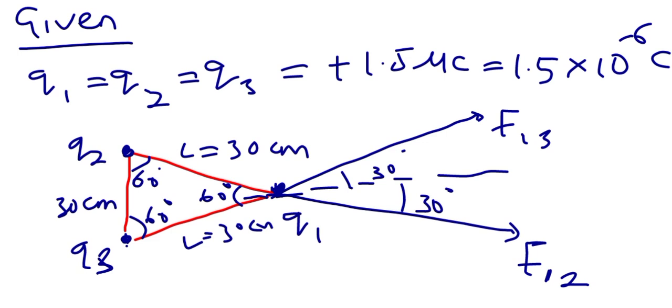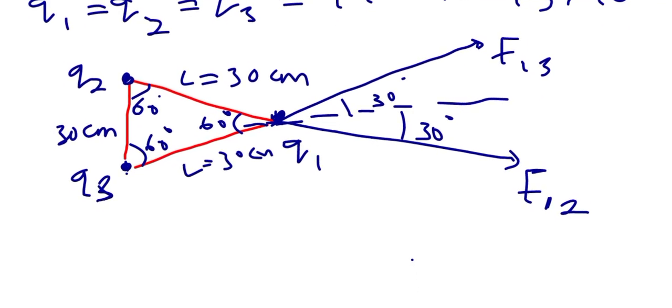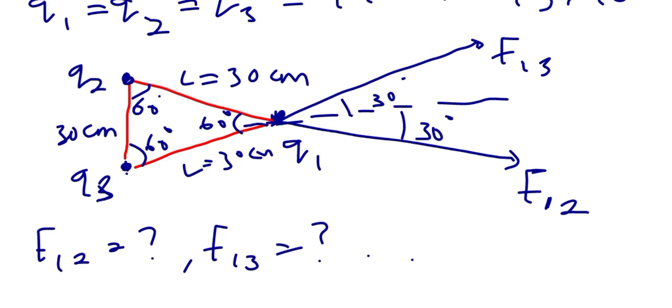So now what we need to do is solve for the force F12. The thing we need to solve for first is F12, which is unknown. Then F13 is also unknown. If we know F12 and F13, we can find the total force, which is the resultant force. So we need to start with finding F12.